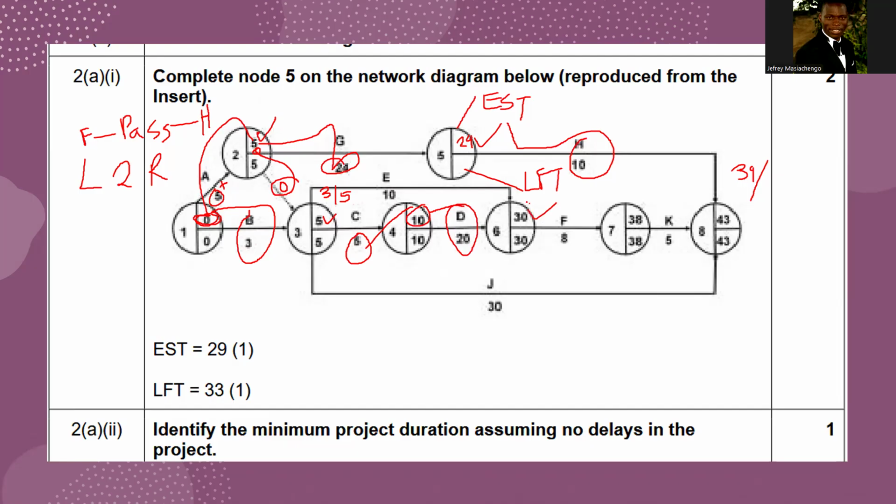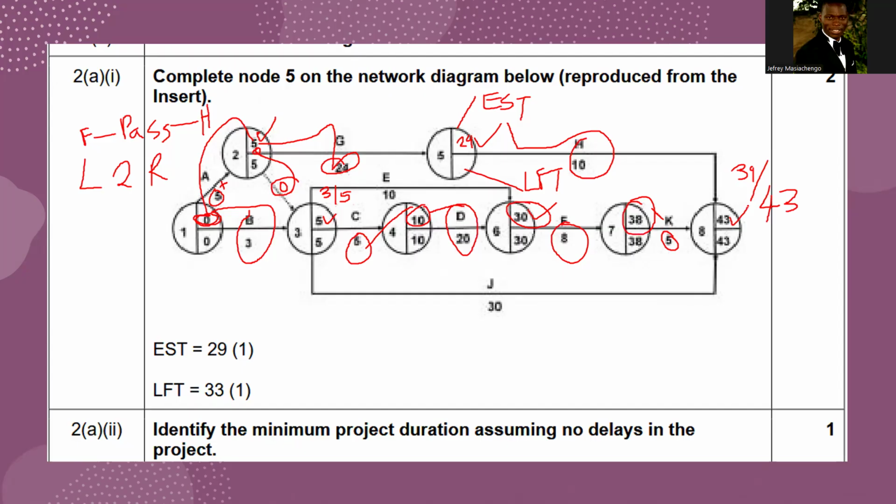All right. 30 plus 8, this is 8. Okay, 30 plus 8, what do you get? You get 38. Excellent. 38 plus 5, what do you get? 43. And we have 43 and 49. So what do we write? Every time when we're doing the forward pass, you take the highest. That's how they wrote 43.